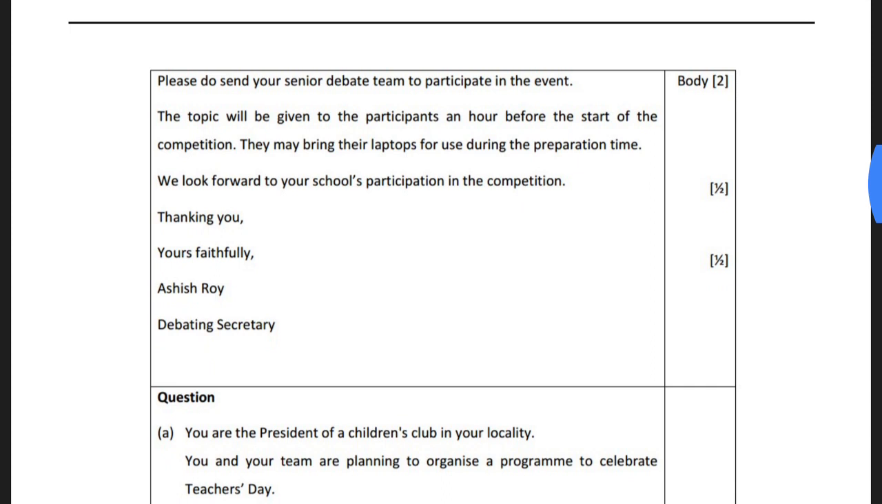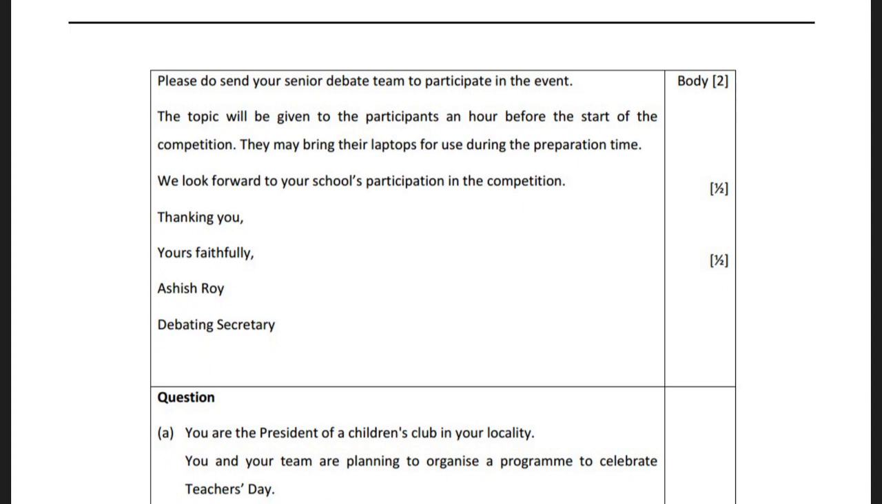Then we look again, you change the paragraph. This is the closing sentence. So the body carries 2 marks, all that is taken care of. Now you come to the closing sentence, which carries half a mark. We look forward to your school's participation in the competition. Again, you have finished with the closing sentence, you got half a mark straight away. We look forward, we anticipate, we hope. So you are expressing your hope.